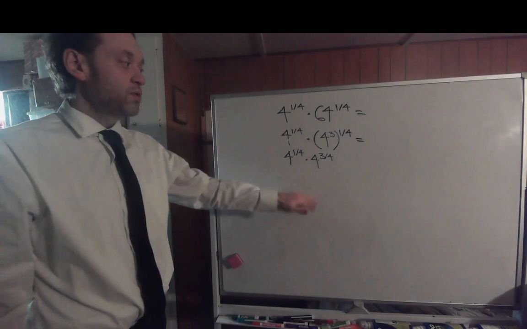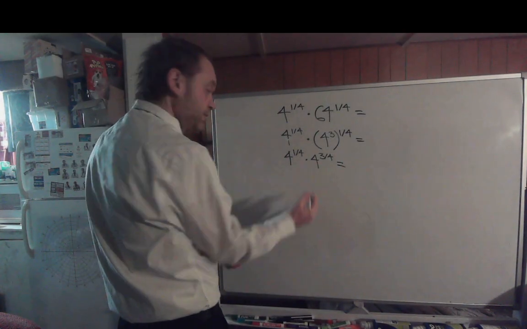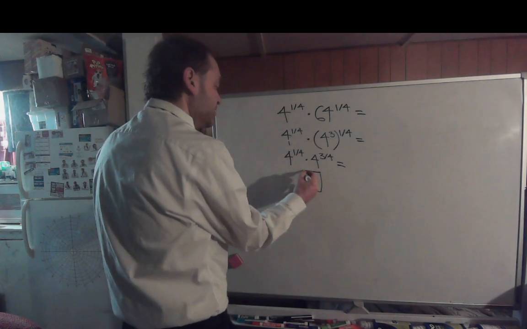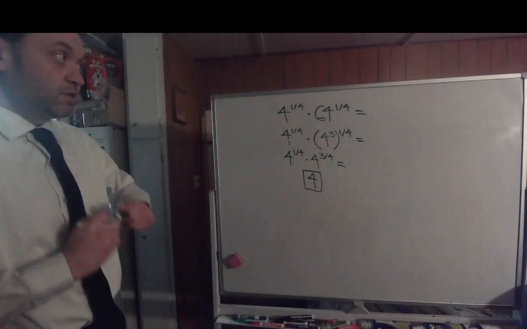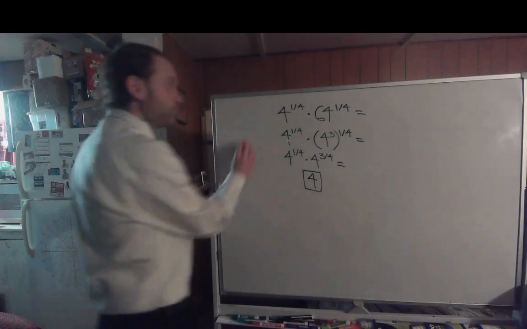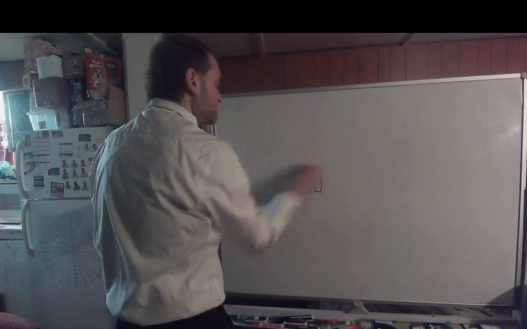4 to the 1/4 times 4 to the 3/4, well, that's going to equal 4 to the 4/4, or simply 4 to the 1st, which would just give you 4. So all that work, you just get 4 for your answer. They do try to trick you sometimes.